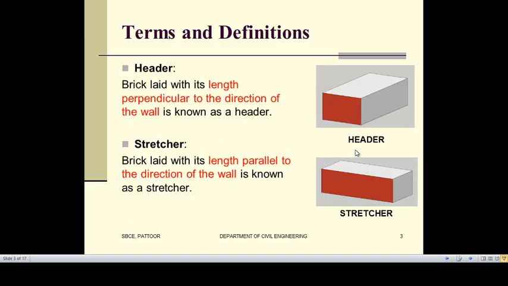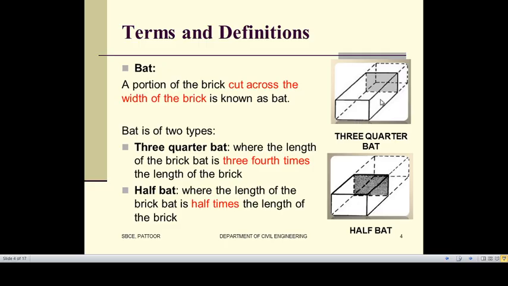Once again, I will tell that. First one is header. In the first figure, the red portion is showing the header, and in the second figure, the red portion is showing the stretcher. And bat is formed by cutting the brick across the width of the brick. There are two types of bat, 3/4 bat and half bat. 3/4 bat is obtained by cutting the brick into 3/4 length of the full brick. So this is termed as 3/4 bat. And half bat is obtained by cutting the brick into half length. So that is termed as half bat.